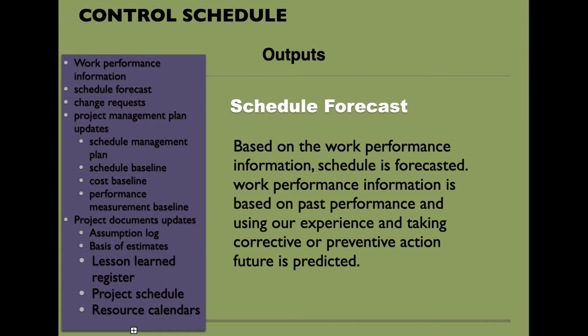For example, we have planned a 100 days duration for our project. On day 30, we realize that we need another 100 days to complete the project. There are some activities that are going to take longer, and in the past 30 days, we realize that some activities were not estimated properly, their duration was not estimated properly, so we need another 100 days to complete the project rather than 70 days. So this is schedule forecast.